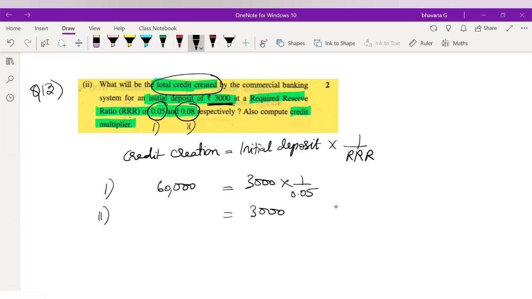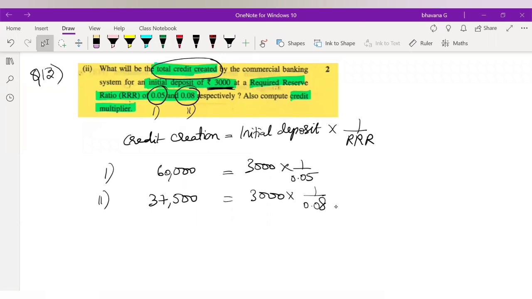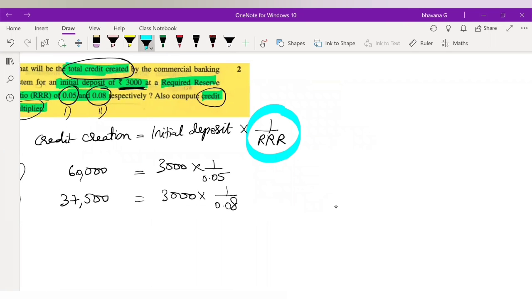It will be 3,000 into 1 by 0.08. So in the second case, your credit creation is going to be 37,500. So we have found out one part of the question. Second part, we have been told to find out the credit multiplier. So what is the credit multiplier? This is the credit multiplier.